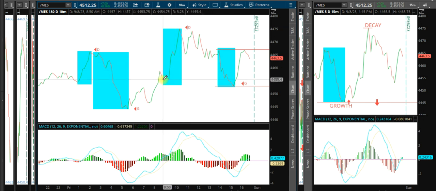Now we have a nested fractal top, very typical. And if you look at the indicator below here, it crossed over and it confirmed the top. It continued to go down, and we have another nested fractal here, and it was confirmed here on a crossover, meaning the trend is up.